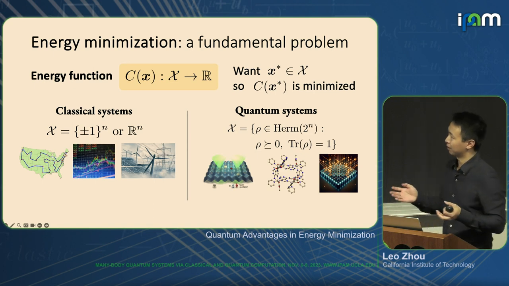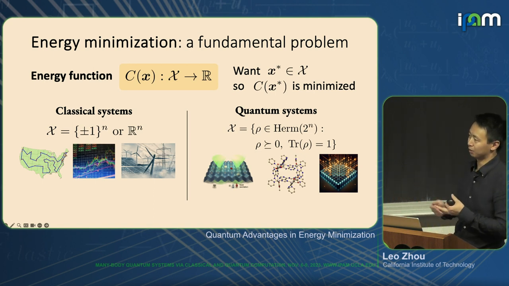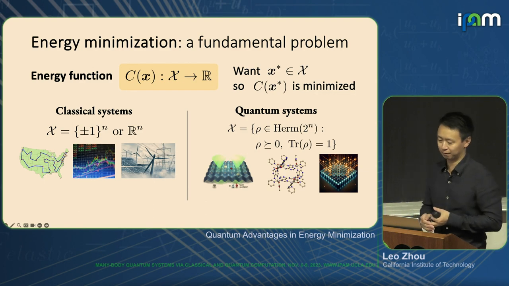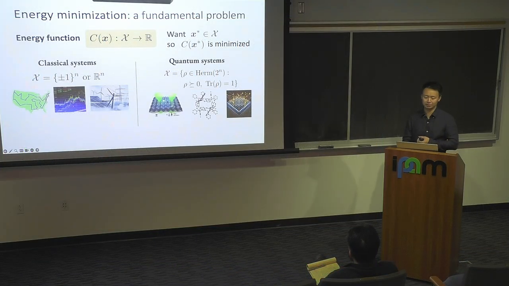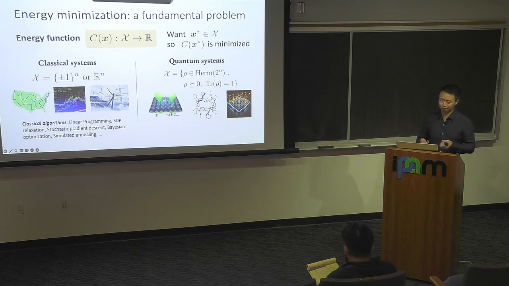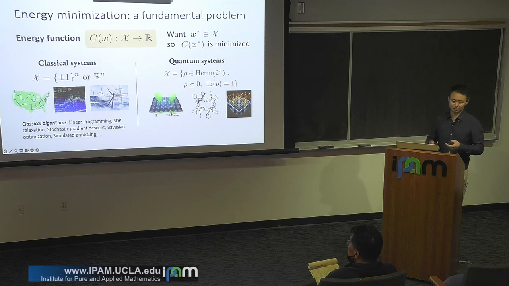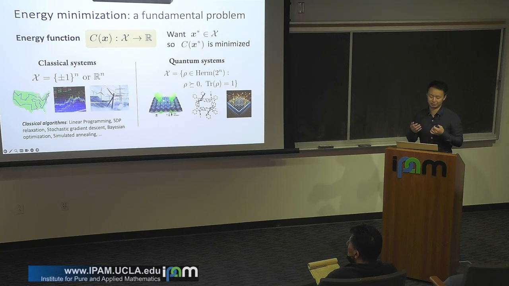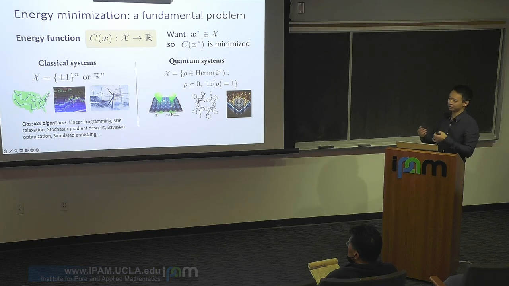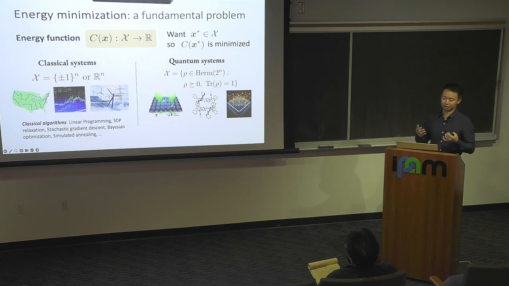And for both of these types of systems, there are actually a lot of classical algorithms that people have developed for decades. It's not surprising that there are many classical algorithms that are very successful for classical systems, such as linear programming, semi-definite programming relaxation, gradient descent, Bayesian optimization, simulated annealing. The list goes on and on. And a lot of times, even though the problems you're trying to solve are presumably very hard, like NP-hard in the worst case, still these algorithms are very successful for typical instances.